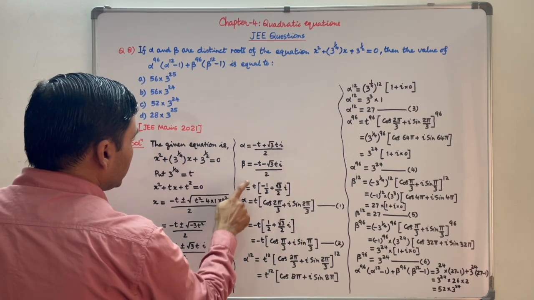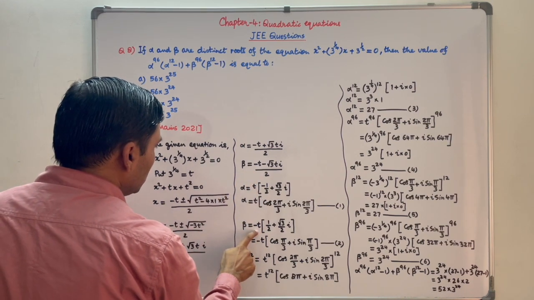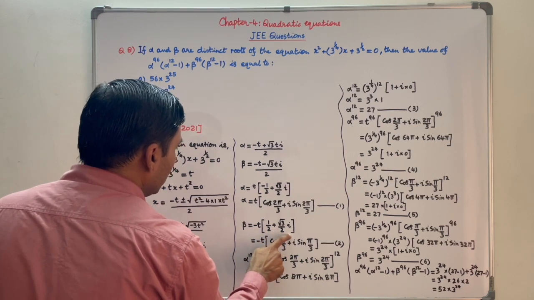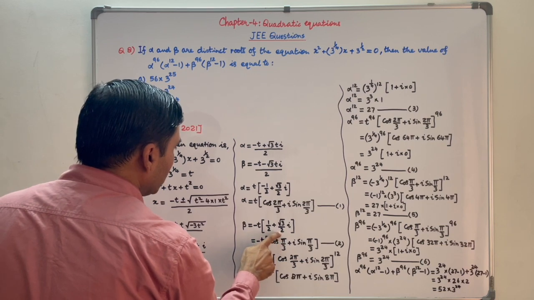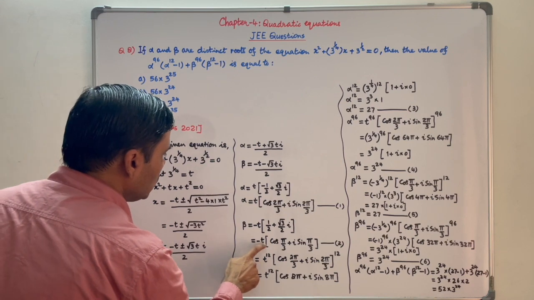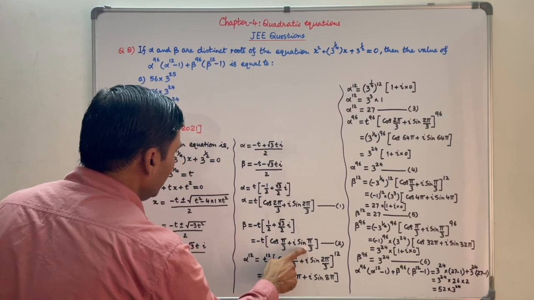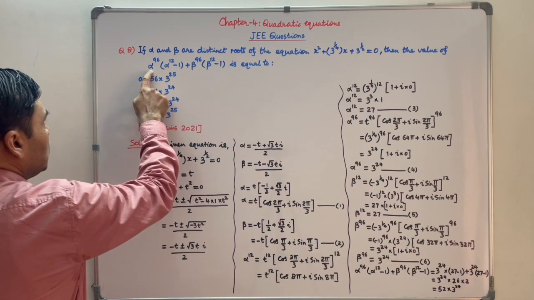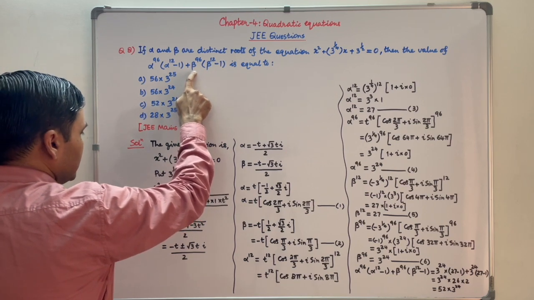Similarly, beta can be written as, take minus t common here. So it will be minus t into, in bracket, 1 by 2 plus root 3 by 2 i. 1 by 2 can be written as cos pi by 3 and root 3 by 2 can be written as sin pi by 3. So beta is equal to minus t into cos pi by 3 plus i sin pi by 3. Now we are ready to calculate alpha to power 12, alpha to power 96, beta to power 12 and beta to power 96.